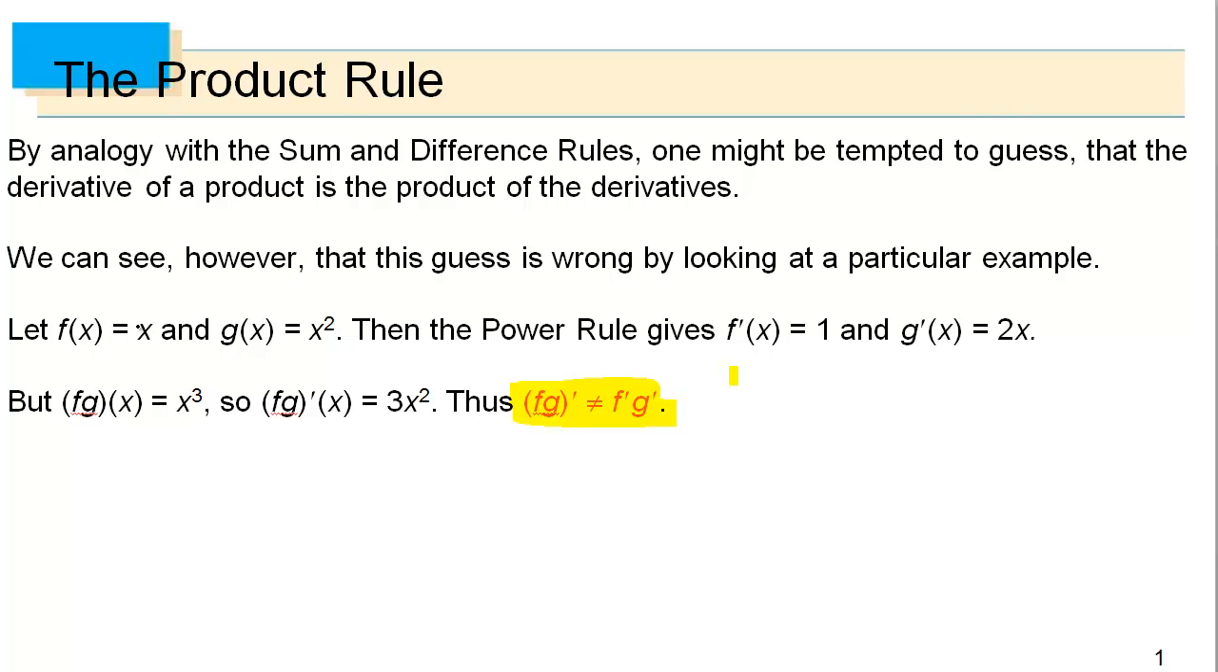Take f of x equals x, g of x equals x squared. The power rule tells us that the derivative of f is 1, the derivative of g is 2x, right? But the derivative of f times g, which of course is x cubed, is 3x squared, which is not the product of 1 times 2x, which is 2x, right? They're way off. They're not even close. So the derivative of the product is not the same thing as the product of the derivatives, unfortunately. So there has to be a different way.